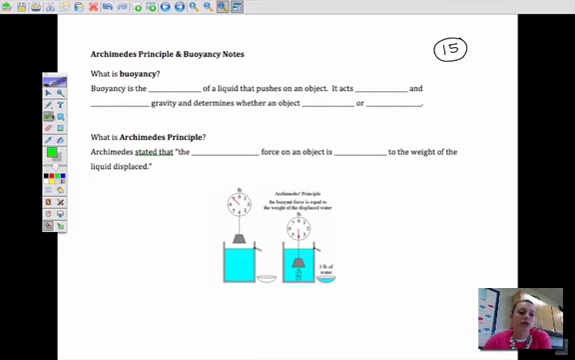And the first question we're going to ask ourselves this evening is, what is buoyancy? And buoyancy is the force of a liquid that pushes on an object. Buoyancy acts upwards and opposes gravity and determines whether an object sinks or floats.